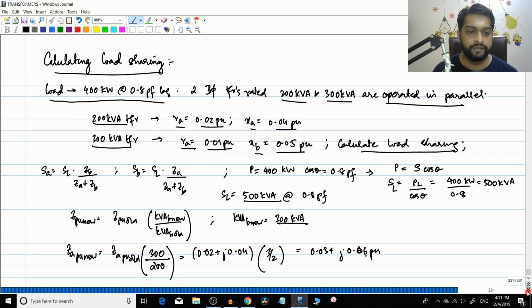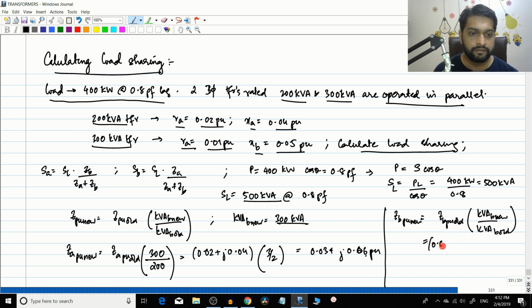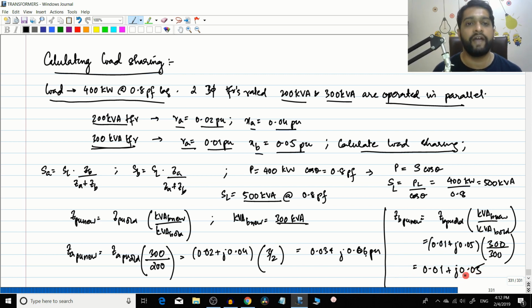Now let us find the value of ZB. ZB PU new is ZB PU old multiplied by kVA base new divided by kVA base old. So that was the formula. The old value is 0.01 plus J 0.05 for the B transformer, and the new kVA is 300 kVA, and the old kVA is also 300 kVA because it's a 300 kVA transformer. So that value will be exactly the same, 0.01 plus J 0.05. So we have all the values necessary to find the individual contributions of SA and SB.